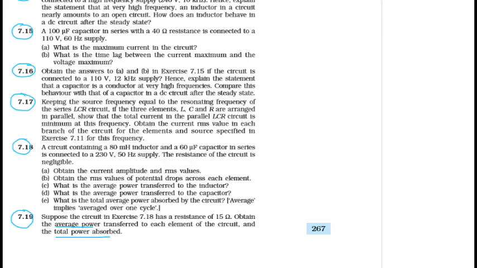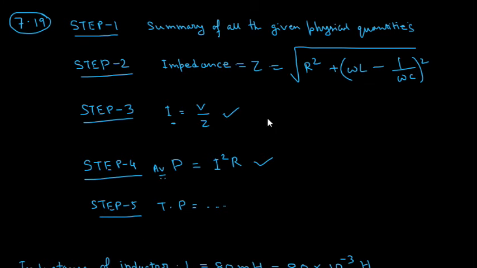Today we'll start with question number 7.19. Suppose the circuit in 7.18 has a resistance of 15 ohm. Obtain the average power transferred in each element of the circuit and the total power absorbed. We'll solve this sum in 5 steps.